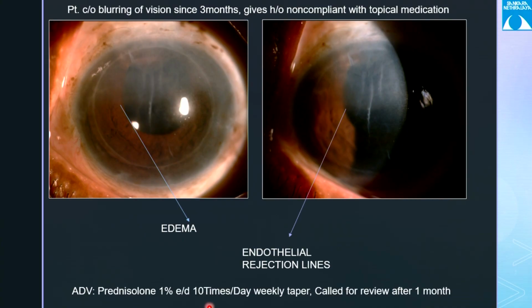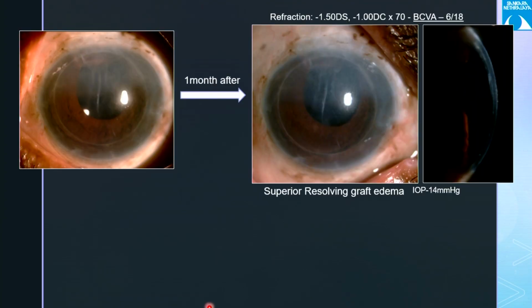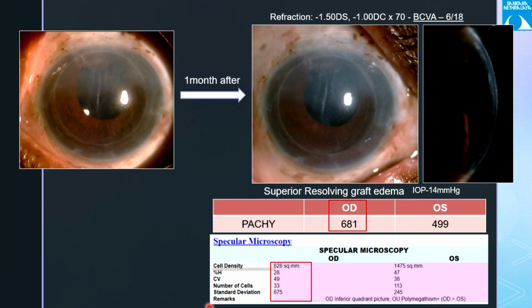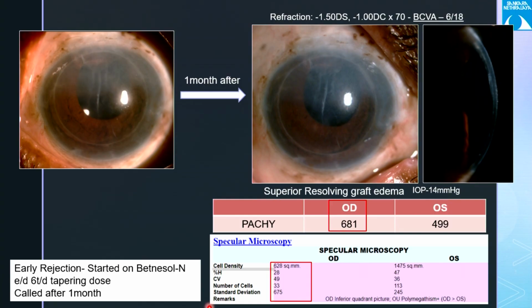So the patient was started on prednisolone 1% eye drops 10 times daily, weekly taper, and was called for review after 1 month. After 1 month, the best corrected visual acuity improved to 6/18, and we can see superior resolving graft edema, and the IOP was within normal limits at 14 millimeters of mercury. The pachymetry was 681, and on specular microscopy we can see endothelial cell loss of 628 per square millimeter. So this patient was diagnosed to have early rejection and was started on Betnesol-N eye drops 6 times daily, tapering dose, and was called after 1 month.